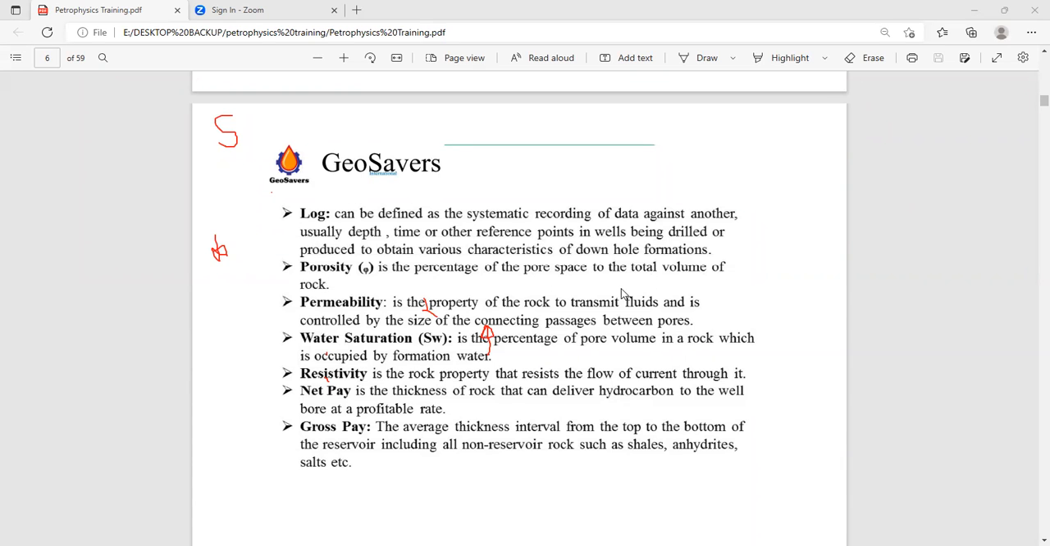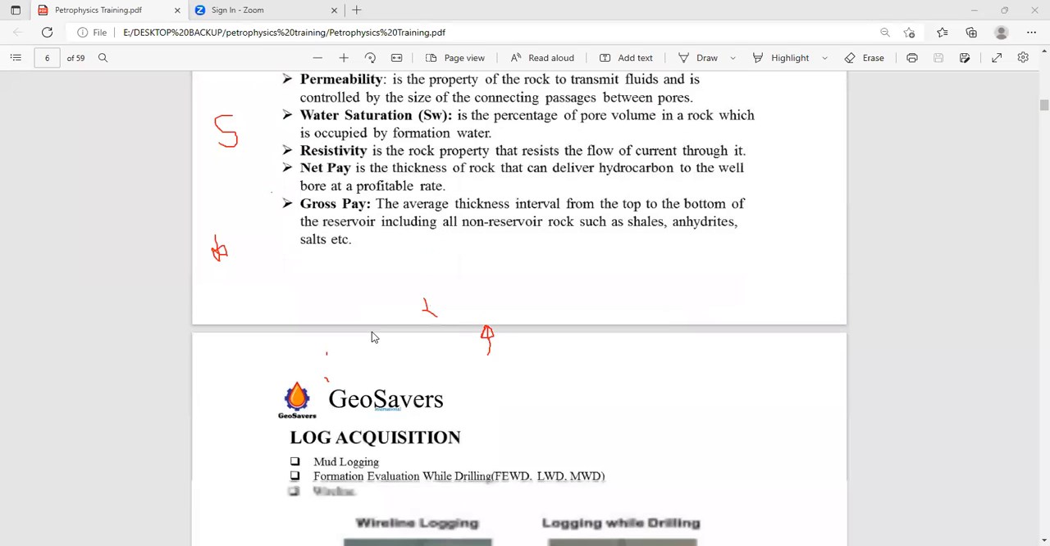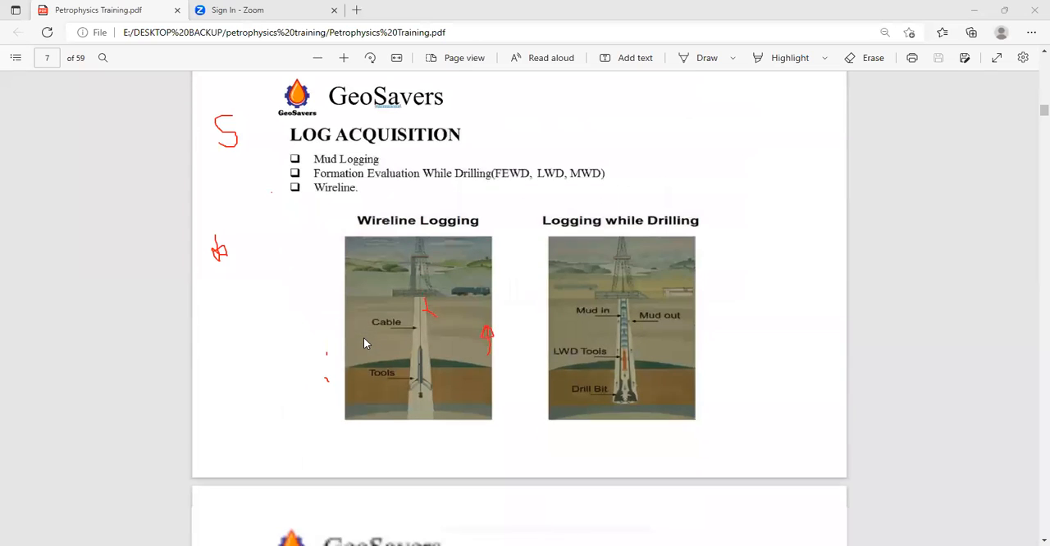Porosity, definitely we know that is the amount of pore spaces within the formation. Permeability is the ability to transmit fluids. Water saturation is the amount of water within the formation. Resistivity, I've taken time to explain that, is the ability of the rock to conduct electricity. The net pay, we are going to see that down there. I will not dwell on it. There's a diagram down there, we are going to see it. The gross pay, also we are going to see that.